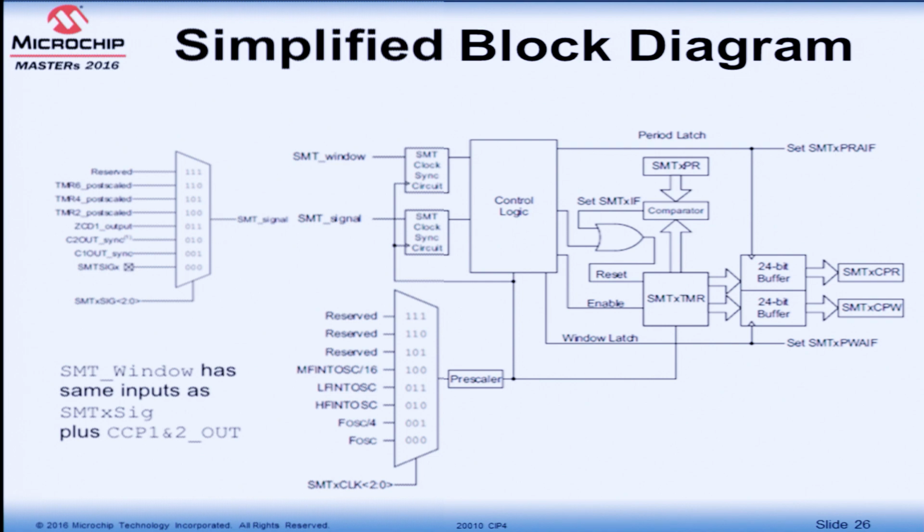Inside this SMT, the first thing we have is your control logic. This determines what mode I am working in: do I work in a synced window mode, or do I just do simple period and duty cycle capture? Another major piece, of course, is your timer, which is 24-bit. And you can see we have two individual 24-bit buffers here. They keep counting individually.